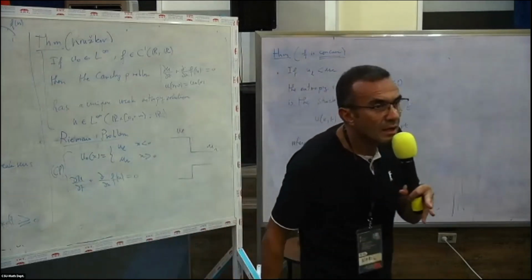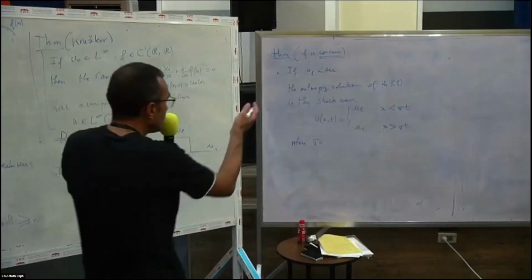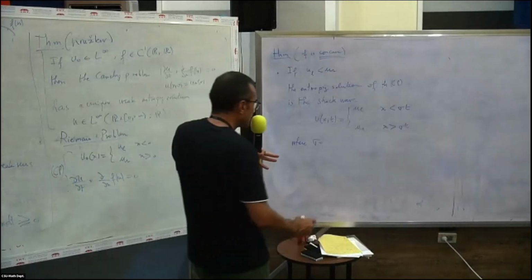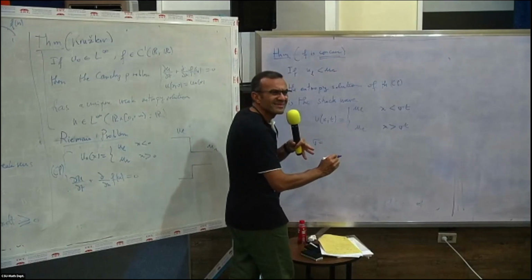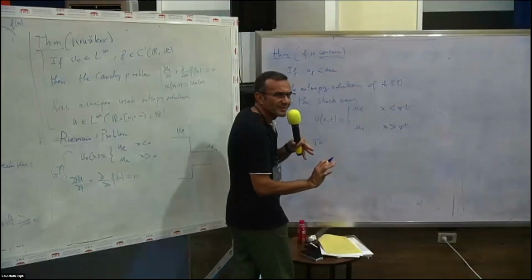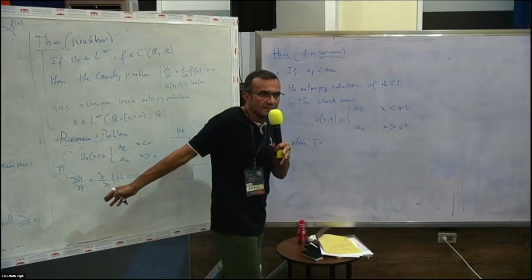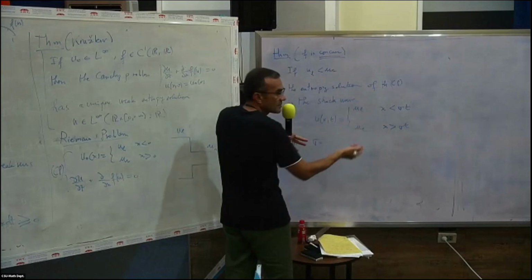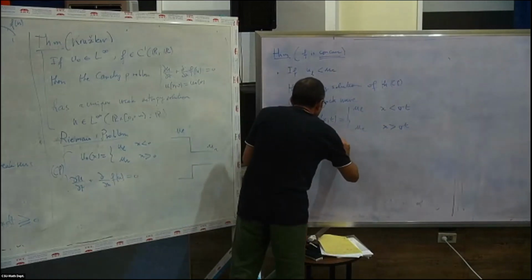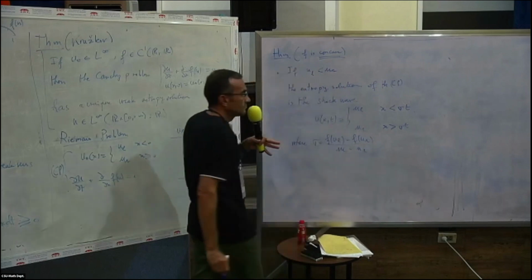What is sigma? How do we calculate sigma? You know UL, you know UR, you know the flux. So sigma is f of UL minus f of UR, divided by UL minus UR.